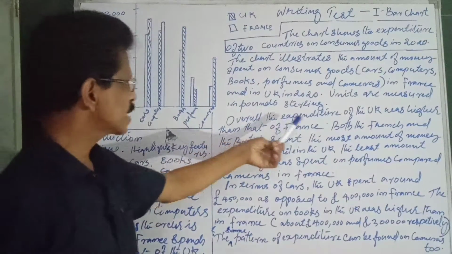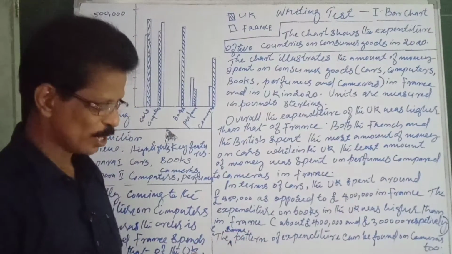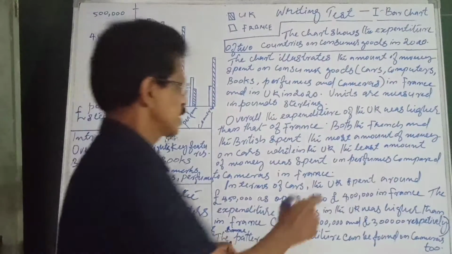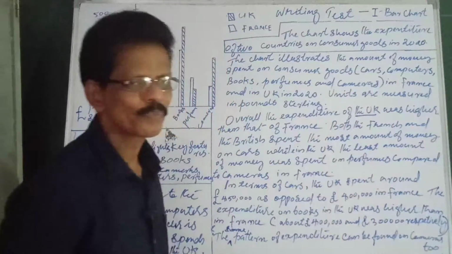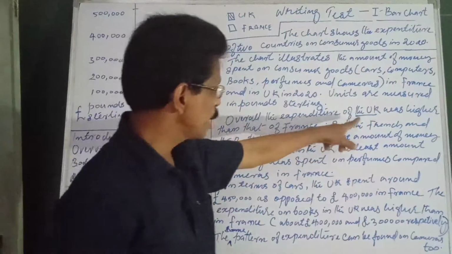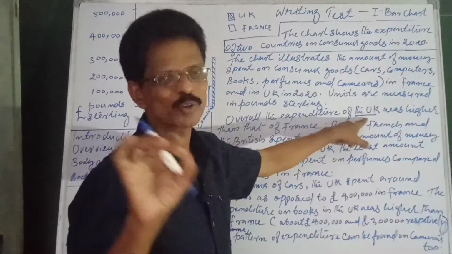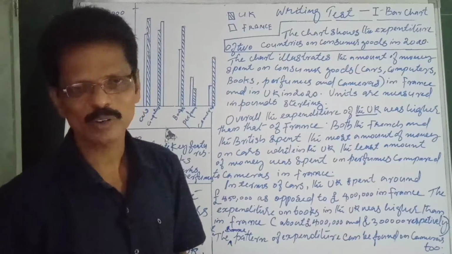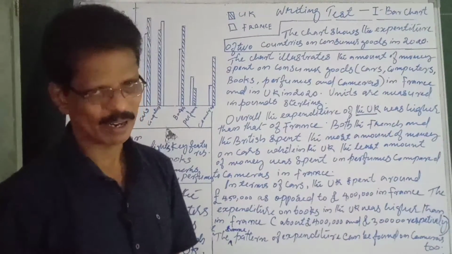Overall, the expenditure of the UK. See, the UK. Where do you use the UK? So you cannot say the France. Where do we use articles? The can be used with a nation if it is made up of smaller units. You cannot say the America, but you can say the USA, the UK, the USSR, now no more.